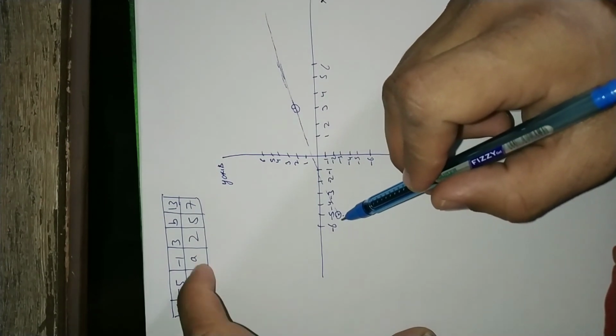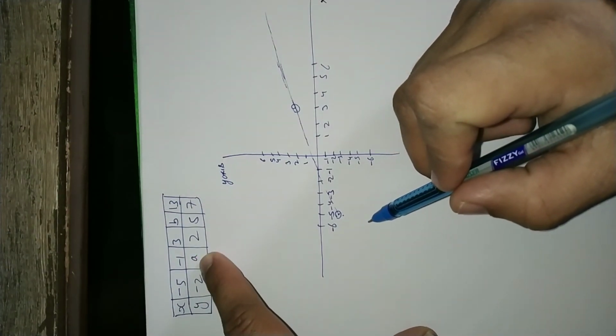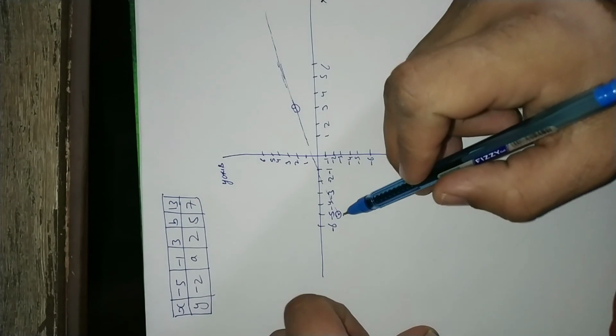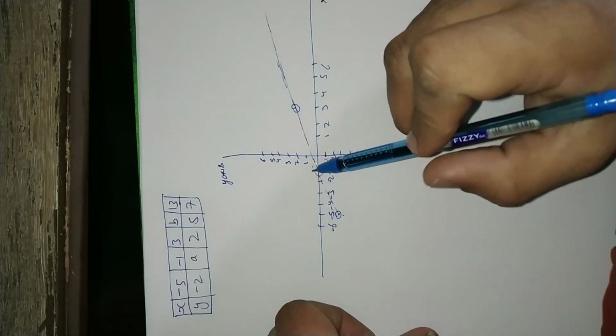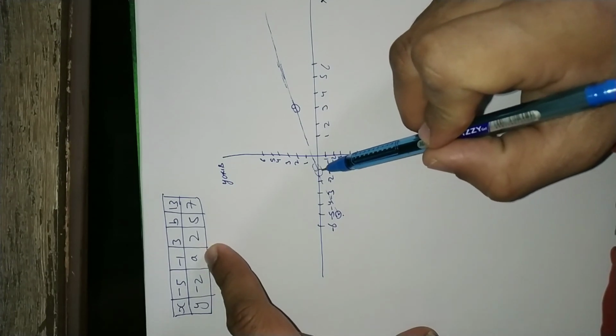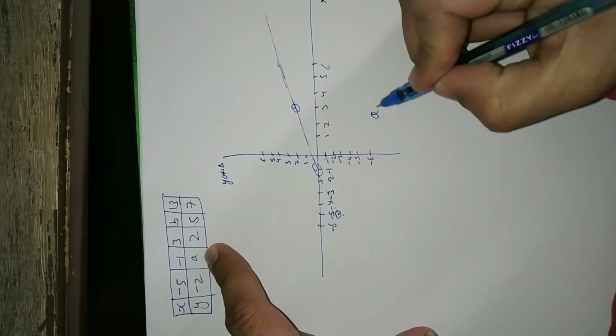So now look at this point. We have to calculate the value of a when x is -1. So at this particular point, x is -1, and what is the value of y here? 0. So your answer for a is 0.